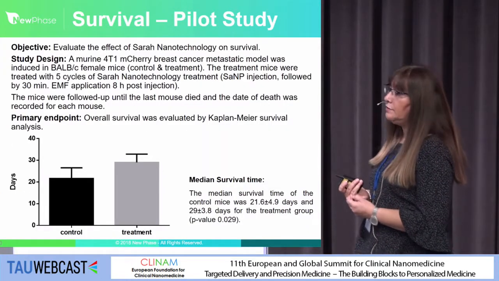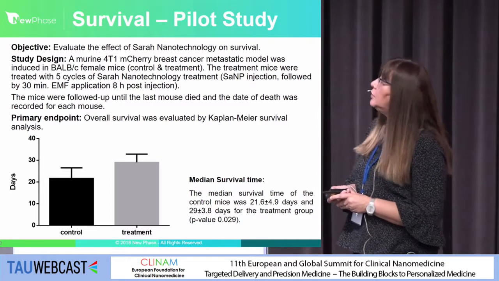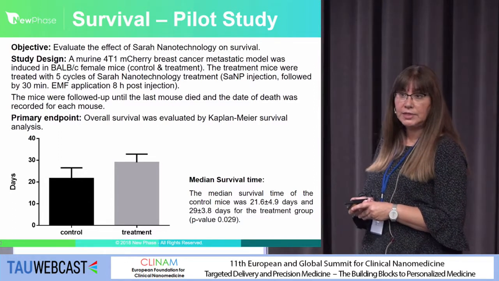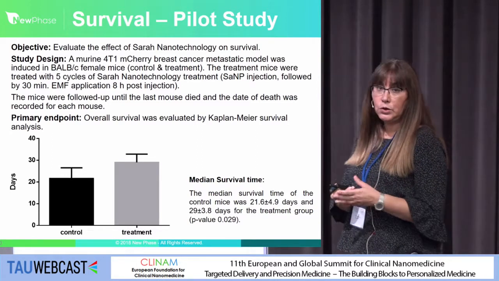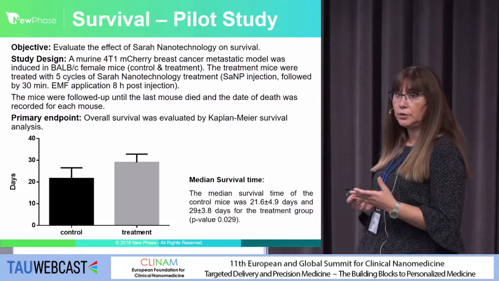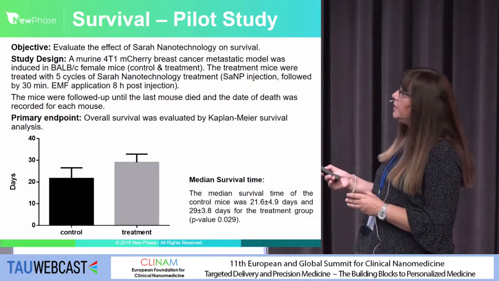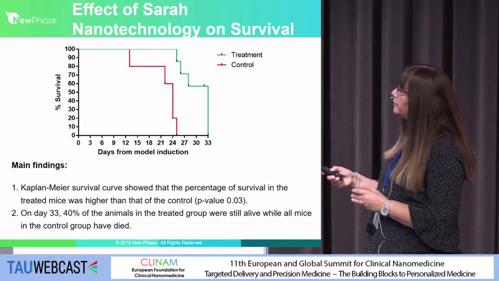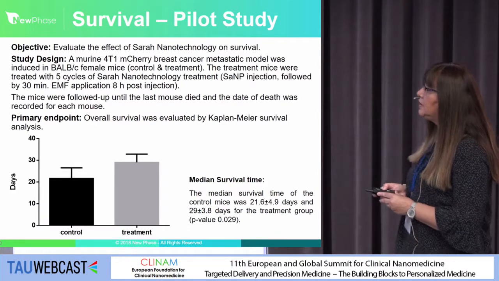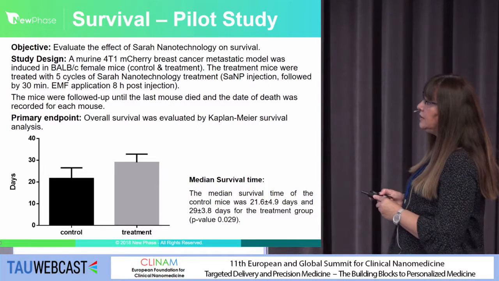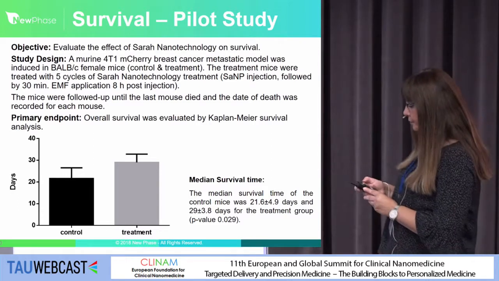Our last study was a survival pilot study in the 4T1 mCherry breast cancer model. This time we gave the animals 5 treatment cycles, and the mice were followed up until the last mouse died, and we recorded all the dates of death. And you can see here the effect of treatment on the median survival time, which was 21.6 days in the control group and 29 days in the treatment group.